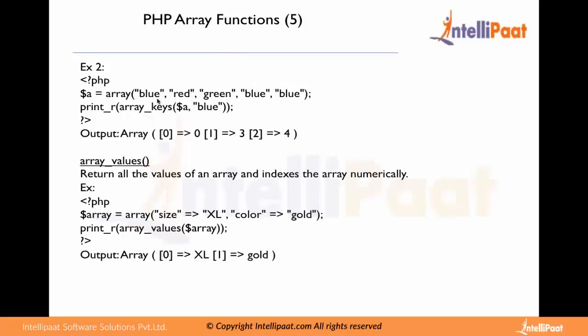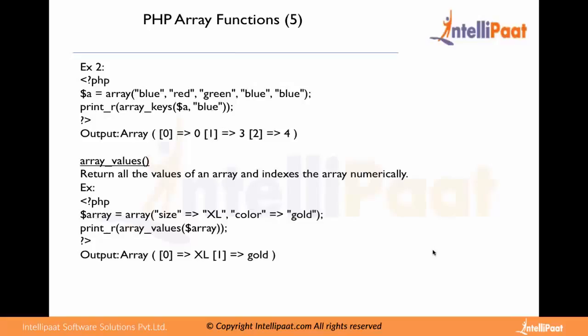Whichever key is written as blue, it will give me those keys. So here I am getting 0, 3 and 4 from the array_keys function. It will search only for the blue keyword in this array and give me those keys from the array. I will not get all the possible keys, only the ones found based on this search. So if you want all the keys from the array, you pass only one parameter, the array. If you want some specific values from the array, then you can pass a second parameter. It will search for that in the array and return only those keys.